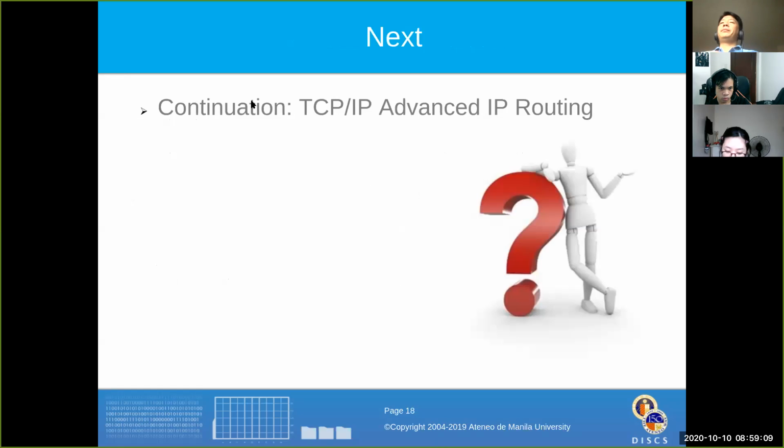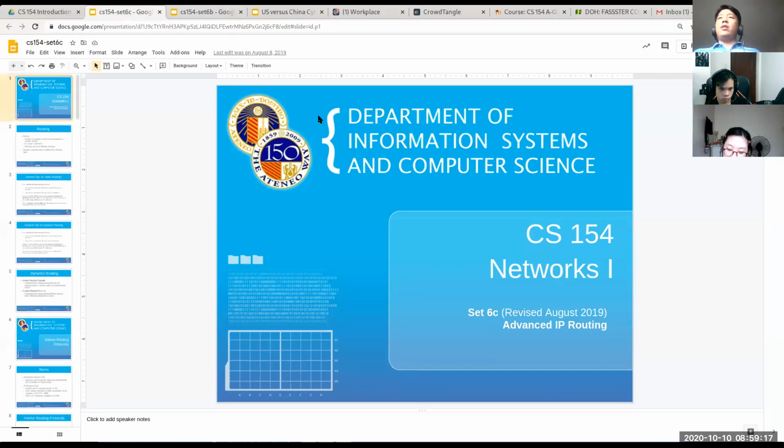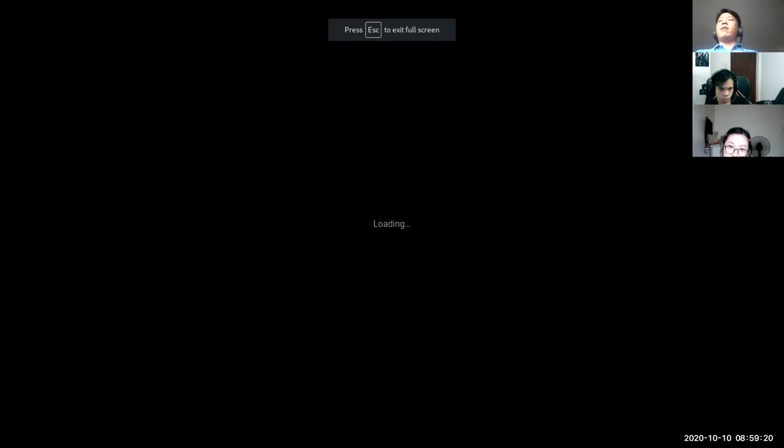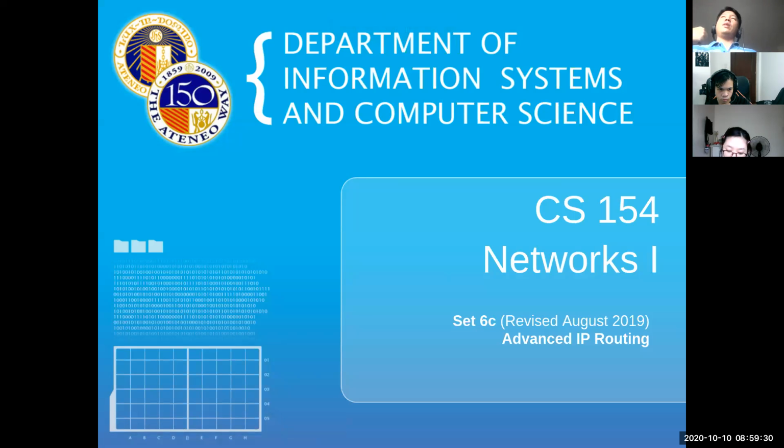Okay. So if there are no questions on static routing, we will move towards a more advanced example, which is basically your dynamic routing. Okay, so what we did a while ago was we basically configured the routing table ourselves. We set all the IP addresses ourselves, we defined the subnet ourselves, and we defined the routing table ourselves. So manually natin kinonfigure lahat ng routing tables, right?